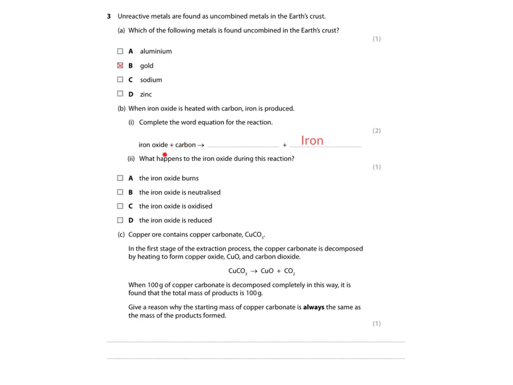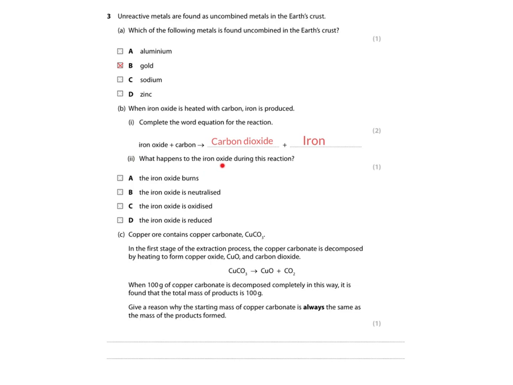Remember, elements can't be destroyed, they can just be recombined. So originally the oxide, that's oxygen, was combined with the iron, but now it must be combined with the carbon because there's only one space left. So what do we call something which has carbon and oxygen? Well, one possibility is carbon dioxide, which is the most likely.